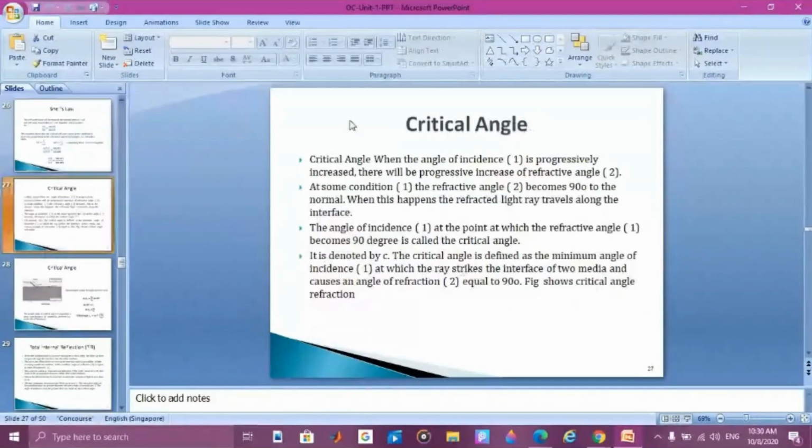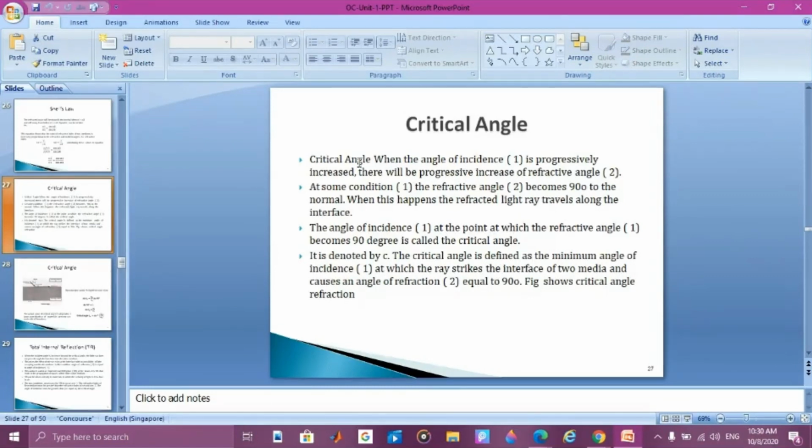The next topic, critical angle. The critical angle is denoted as pi c. Pi c is what we call the critical angle. Okay, pi 1 and pi 2, what did we say? Pi 1 is the angle of incidence, pi 2 is the angle of refraction, pi c is the critical angle. Now, what is the critical angle? The critical angle is when the angle of incidence is progressively increased.